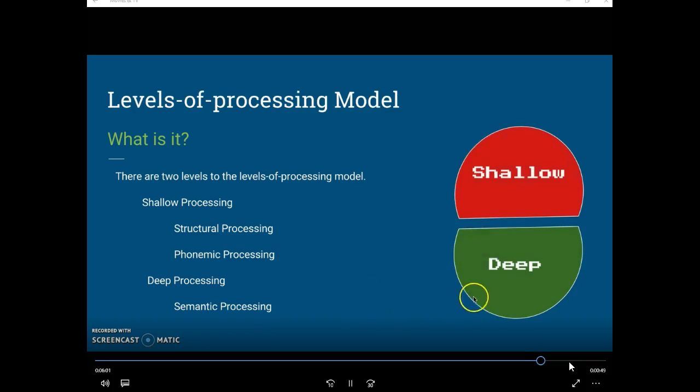Now, here's a little diagram. They don't connect at all, so shallow is on its own and deep is on its own.